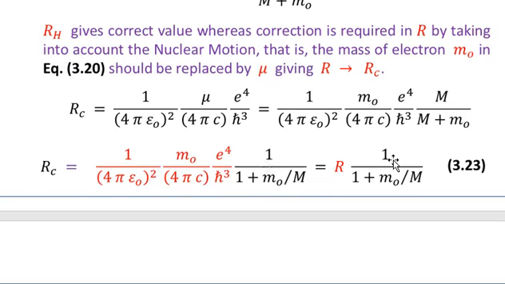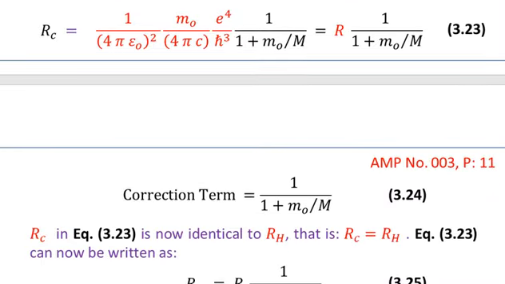And then the other term is equal to 1 over 1 plus m naught over capital M, because I have divided the numerator and the denominator by the total value capital M. So this is the corrected value of RC, that is the corrected value of R, equal to R multiplied by this factor, as shown in equation number 3.23. The correction term is equal to 1 over 1 plus m naught divided by capital M.